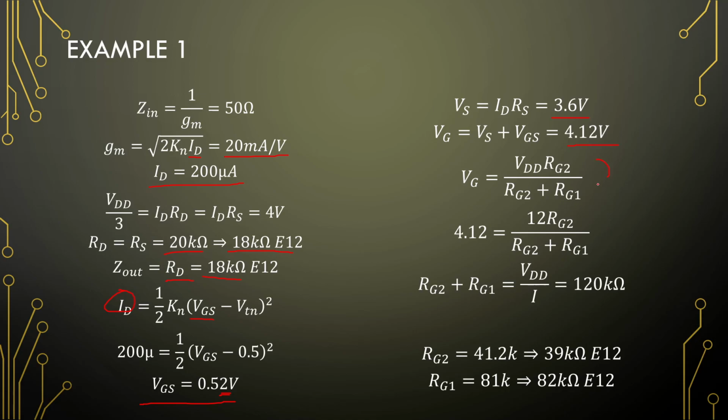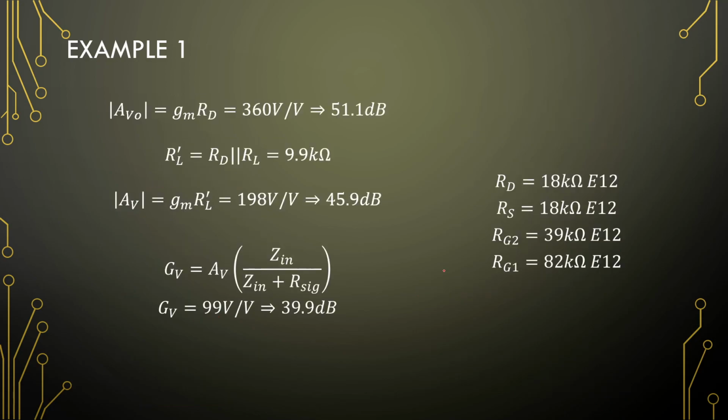That can be plugged into our voltage divider. A combination of the two resistors with 100 microamperes flowing is 120 kilo ohms. Plug 120 in here and we can find our second gate resistor first, and that is 41.2 kilo ohms. Closest is 39, and with that RG1 will be 81 kilo ohms. Closest is 82 kilo ohms.